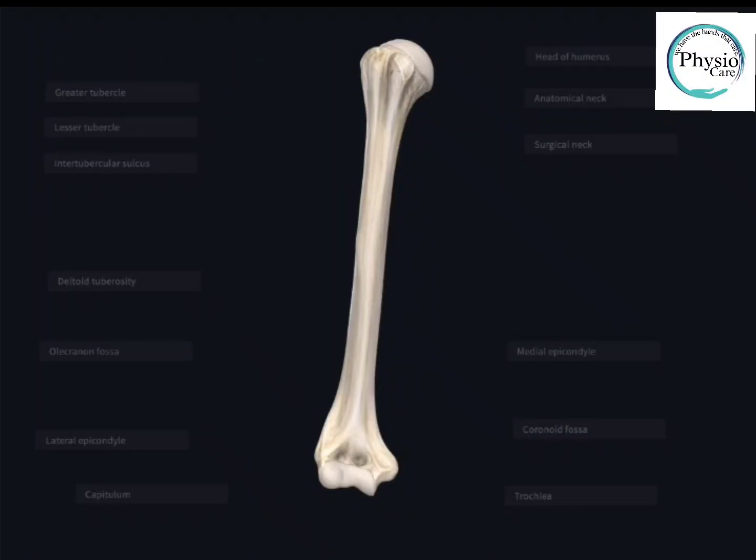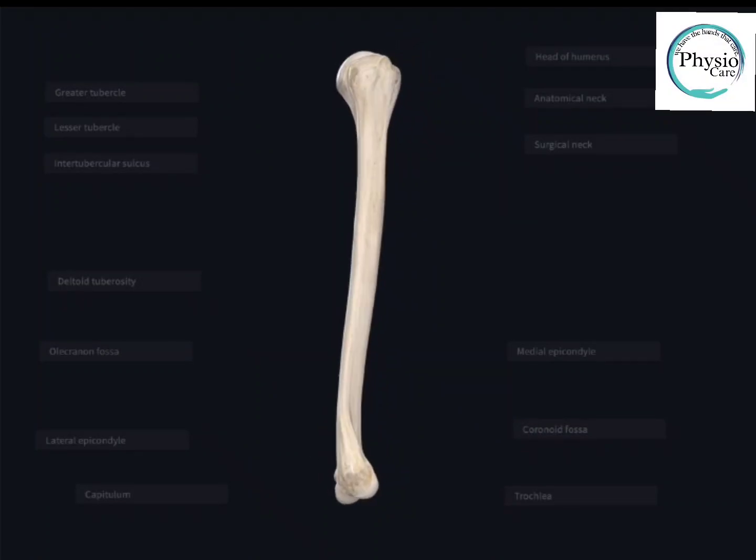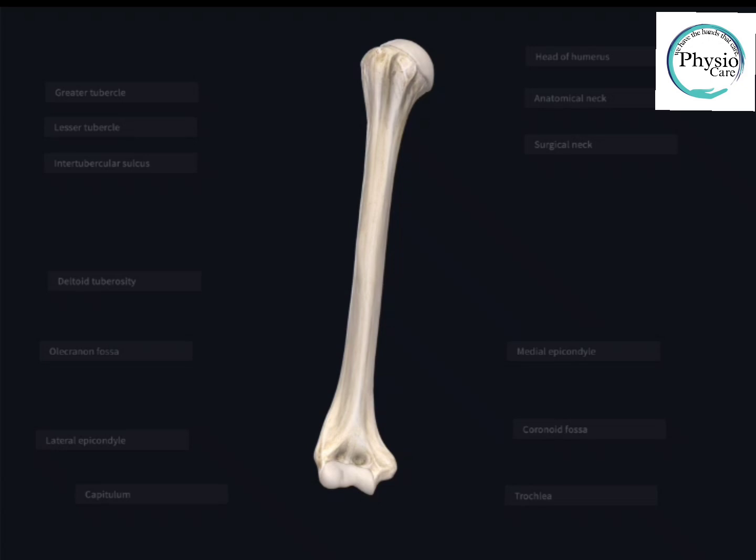Dr. Carter here again to tell you about the bone of the arm, the humerus. The humerus has two major sites of attachment with other bones. Superiorly, here we have the glenohumeral joint, where it attaches to the scapula. And down here we have the elbow joint, where it attaches to the radius and ulna.